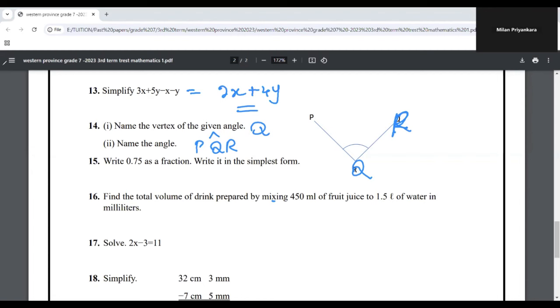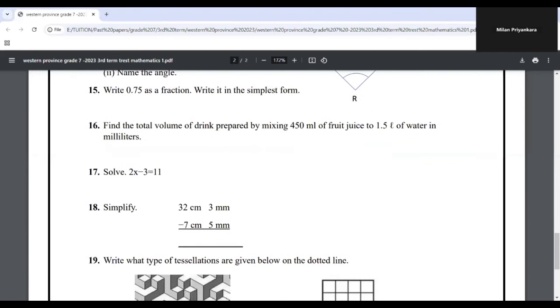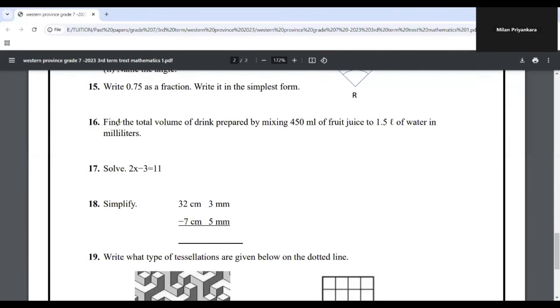And then let's go to the 15th question. In this one, 0.75 as a fraction, you can always write like this: 75 over 100. So you can divide both by 25 in order to keep it in the simplest form, and then you are going to get 3 over 4. This is the answer. And find the total volume of drink prepared by mixing 450 milliliters of fruit juice to 1.5 liters of water, in milliliters.